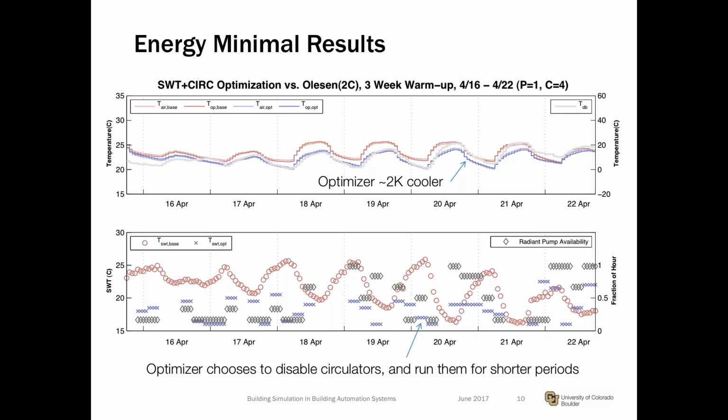supply of this building. So we see that the optimizer actually chooses to disable circulators and run them for shorter time periods, which is in fact a process that is utilized today by many radiant cooling and heating designs. They actually pulse the building instead of running the pumps continuously. So the optimizer found that.